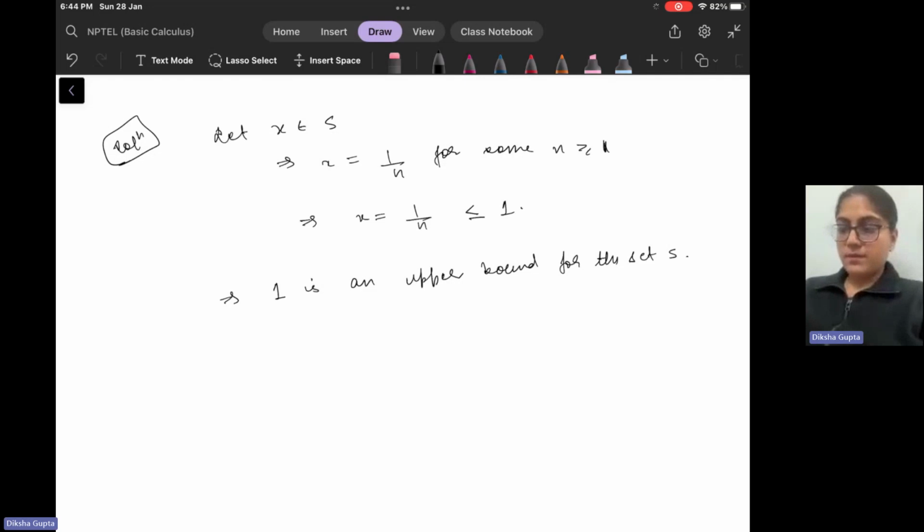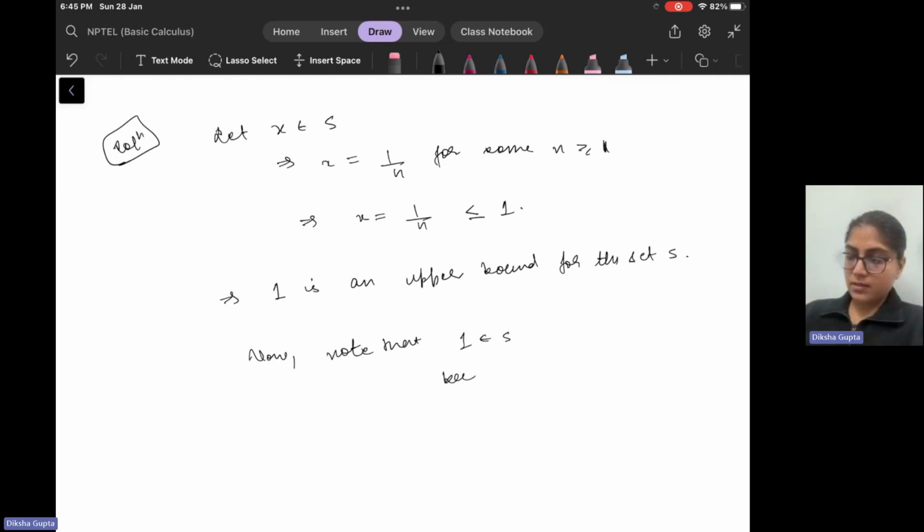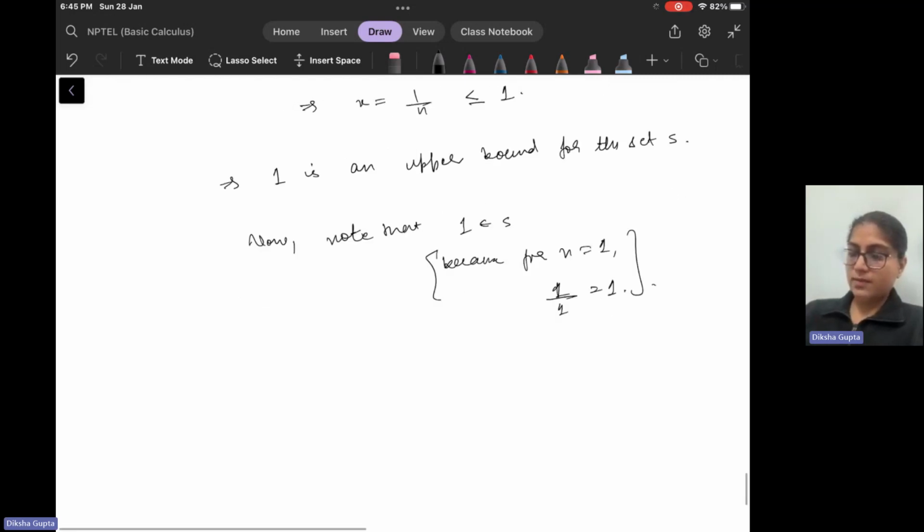Now to show that it is the maximum, you will have to show that it is the least upper bound, meaning that there cannot be any number less than 1 which is the upper bound of the set. So you just have to note that 1 belongs to S, because for n equals 1, 1 by 1 is 1. So 1 belongs to S implies that 1 equals the maximum of S, right?